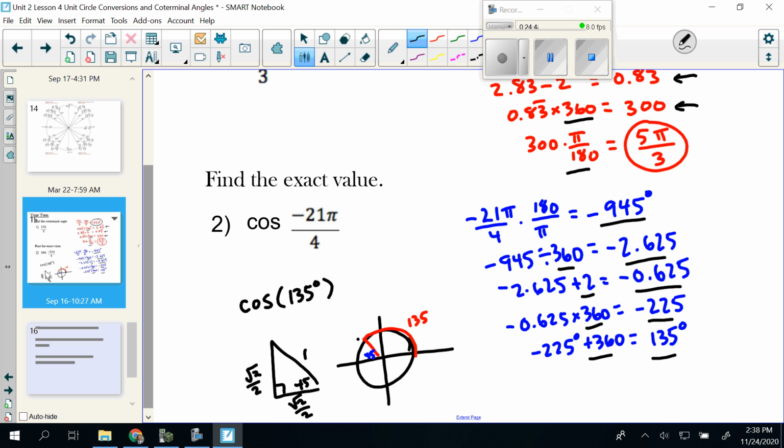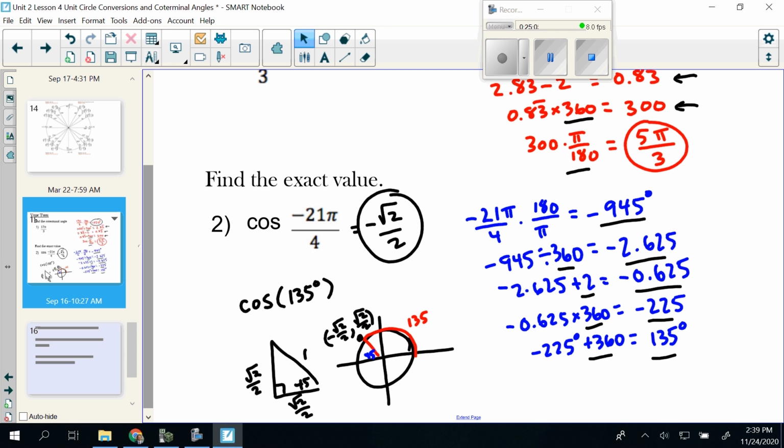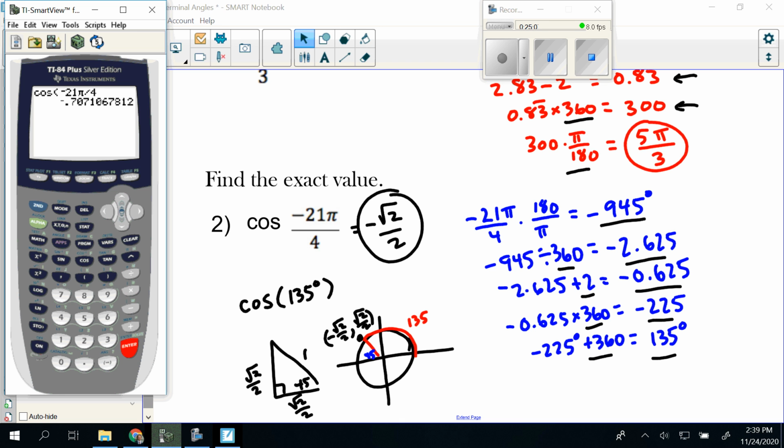With it being in the 2nd quadrant though, that means the x value would be negative, the y value would be positive. Cosine's the x value, and so this should come out to equal negative square root of 2 over 2. Just checking it with the calculator, I just put in the original problem there of cosine negative 21 pi over 4, you get that approximation. It is negative like we got, and remember 0.707 is an approximation for square root of 2 over 2.